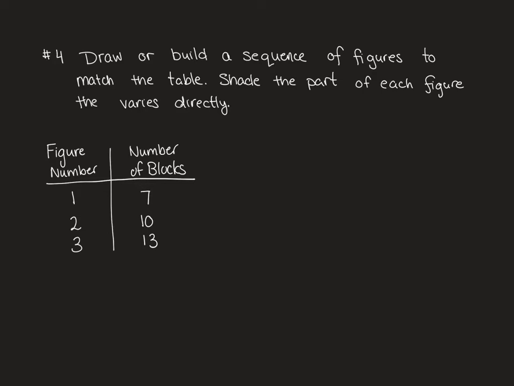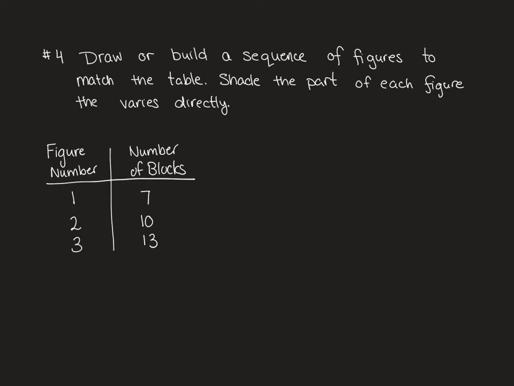Now, question 4 is going to get you to do the reverse, which might be a little bit challenging. So I'm actually going to break things apart a little bit and give you some steps that they're not showing you in your book. So our end goal is to draw or build a sequence of figures to match the table, and then you need to shade the part that varies directly. So part of what I'm going to show you is actually how to write a formula for a table, and then we can use that to draw our figures.